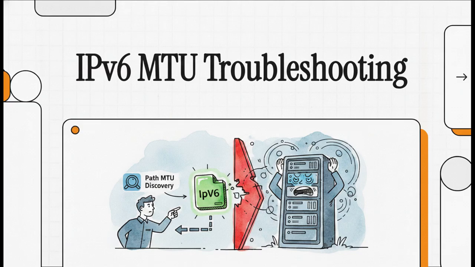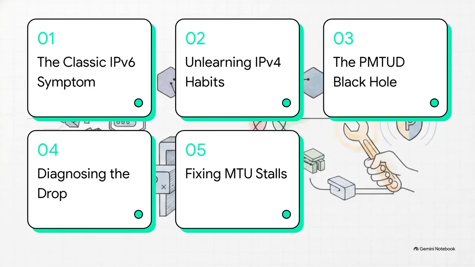We're breaking down how maximum transmission unit, or MTU, issues cause these silent, devastating network stalls, and much more importantly, how you can fix them. Okay, let's get into it. Here's a quick look at our roadmap. We'll start with the classic symptom, unlearn some stubborn IPv4 habits, and explore the PMTUD black hole. Then, we'll diagnose the drop right in the terminal, and finally, get into the technical fixes.